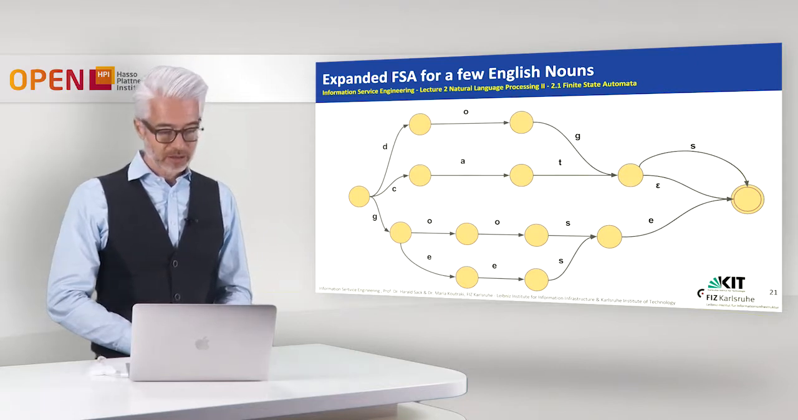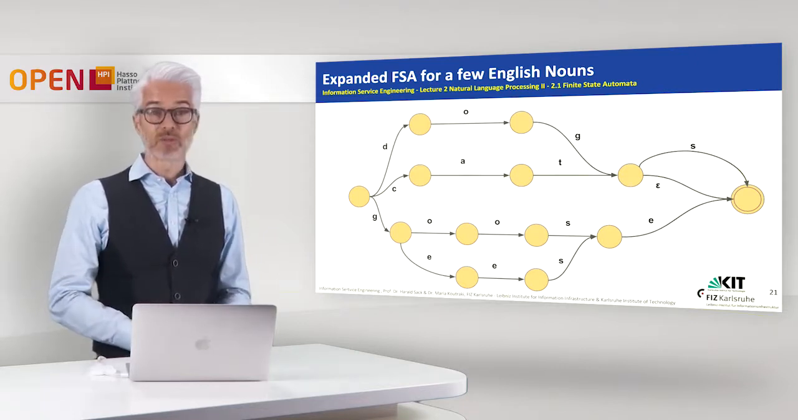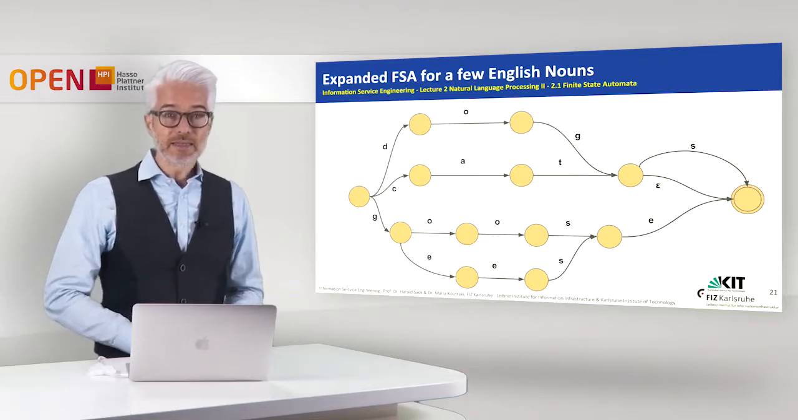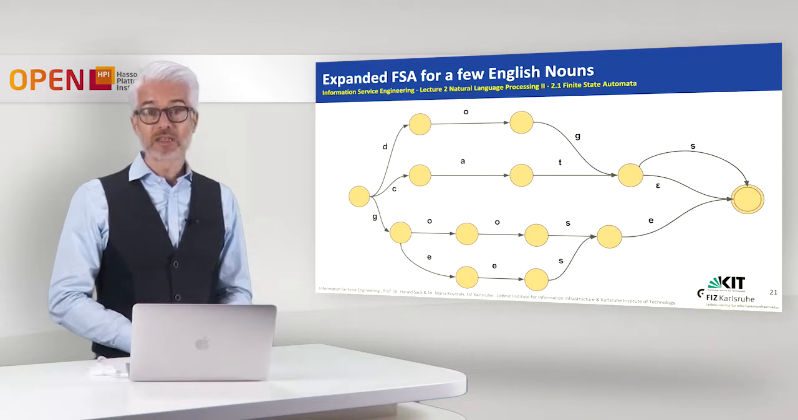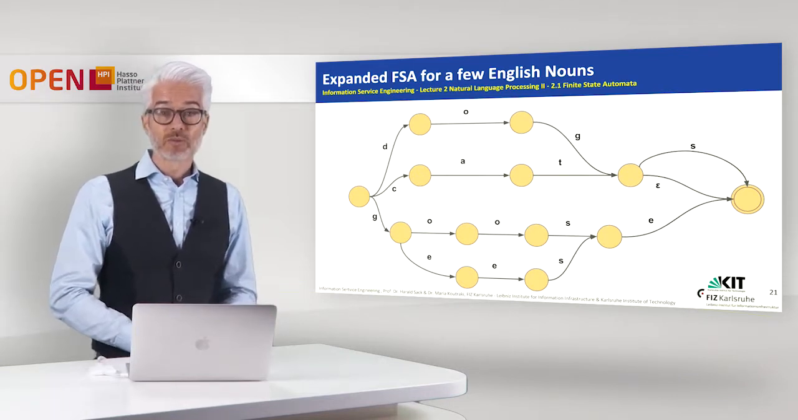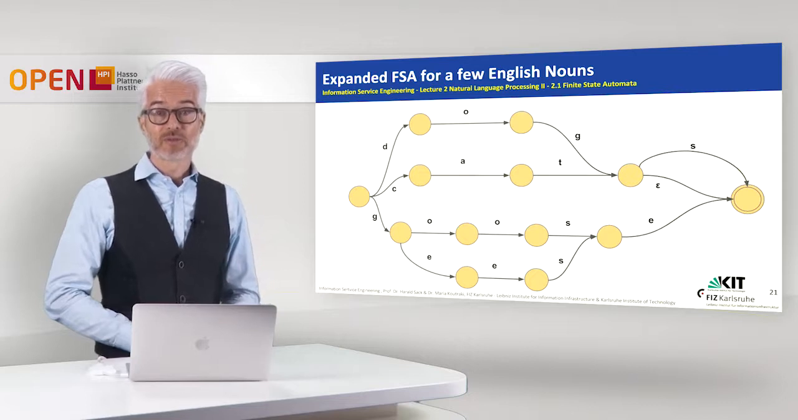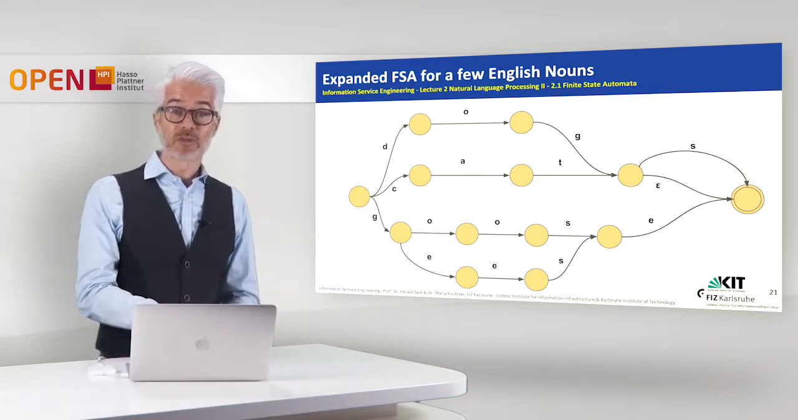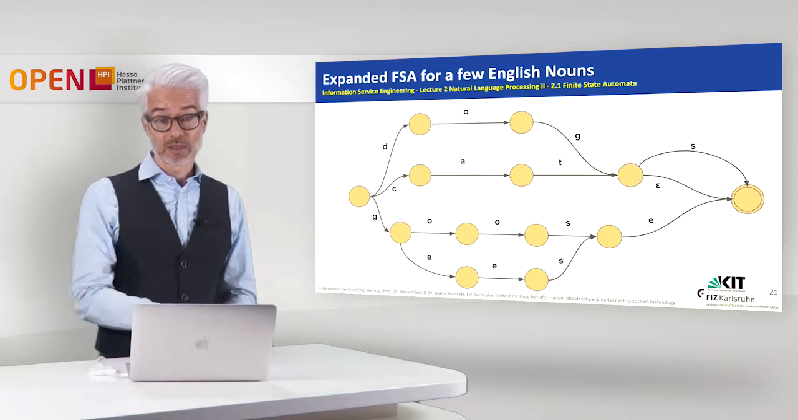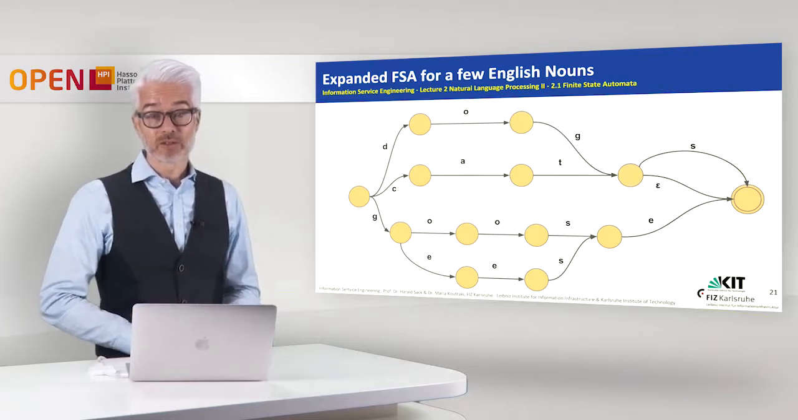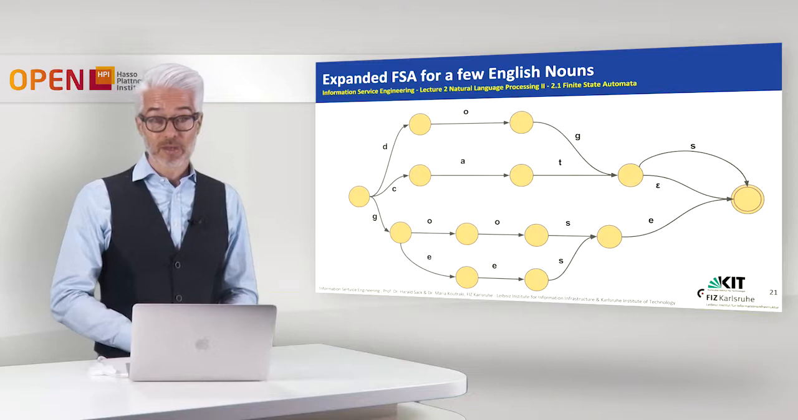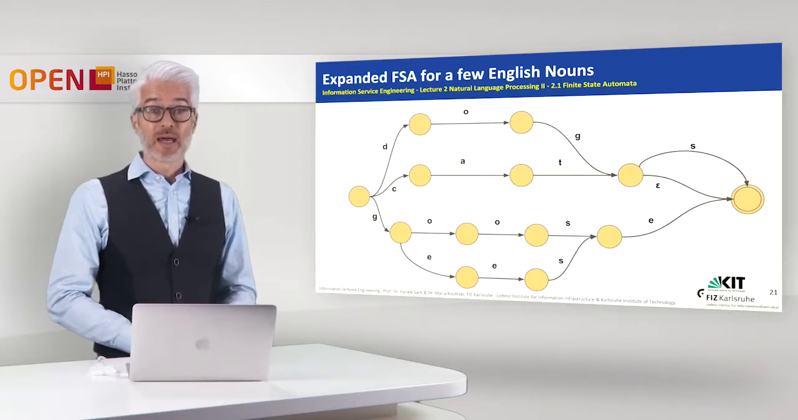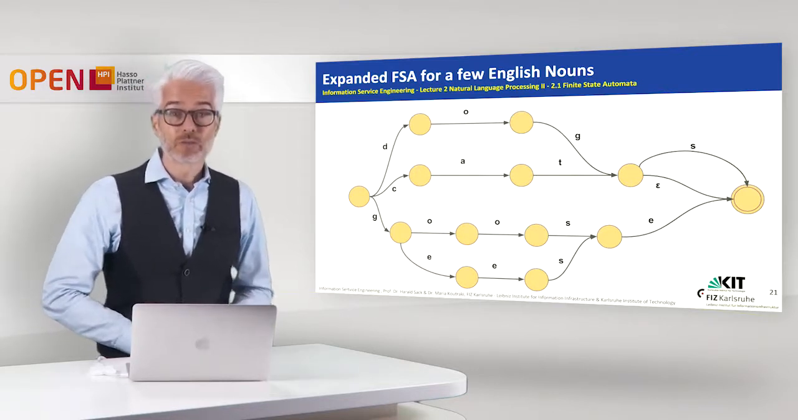We start here in an initial state, then we continue, for example, if we recognize a D, this is the upper path that we are following, then an O, then a G, which means we have the word dog. Then if we want to go to the plural, we follow the S, or if we take the singular, we follow the epsilon transition to the final accepting state. The same you see here for cat and cats. This is the second path, starting from above. And then we look at the lower two paths.